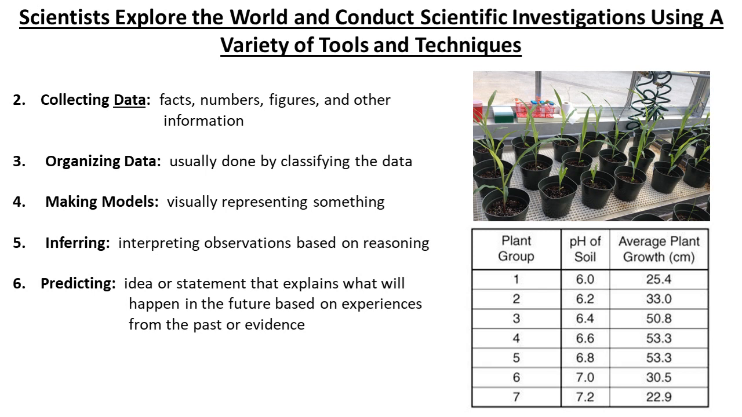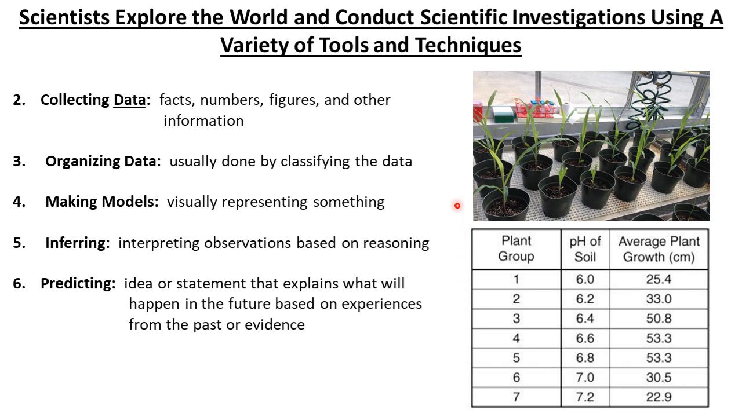So there are other tools and techniques that scientists use when we're conducting scientific investigations. And the first of those is going to be collecting data. Data is those facts, numbers, figures, and other information that we collect when we do a scientific investigation. Then we go about organizing that data, and that's usually done by classifying the data. Now, a good example of data classification is shown over here on the right in this chart.